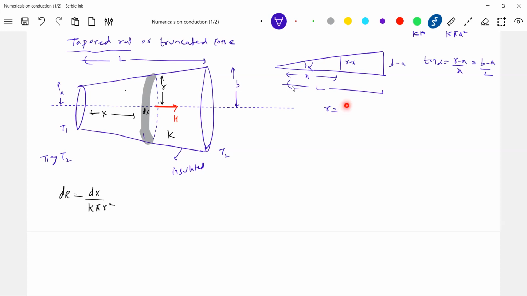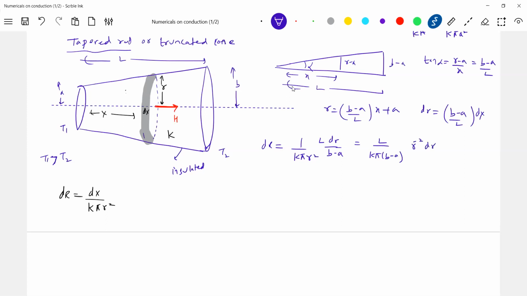R is equal to this. Now what shall I replace? You can replace R or you can replace x, either one. Let me replace dx. If I differentiate this, dx equals L dr by B minus A. So dR equals 1 by K pi R square times L dr by B minus A. Rewriting, it is L by K pi B minus A, R to the power of minus 2 dr.